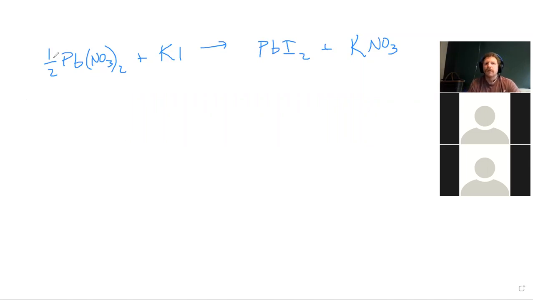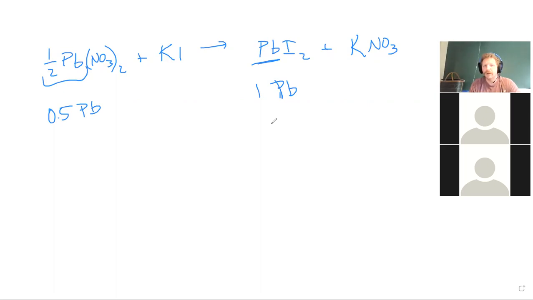And so rather than look at this and say, oh yeah, it's good to go because we have this (NO3)2 and we can divide that by 2, well, what does that mean? That means you have half Pb as well, so you have 0.5 Pb. Well, what do you have on the product side? You have 1 Pb, one lead atom or mole of lead, however you want to look at it. That's going to be a source of imbalance.